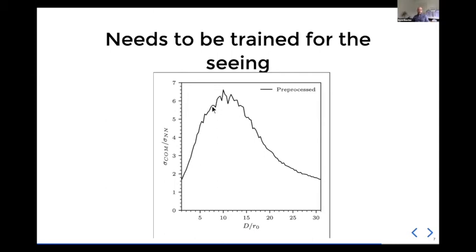But actually, over a relatively broad range of D over R naughts, we're getting factors of at least 5 improvement. And in fact, we never get a factor of less than 1 improvement over a very wide range of seeing. So I think this is showing it's a relatively robust algorithm. It works really well. Obviously, you'd actually want to train your neural networks on a range of seeing and apply the neural network approach approximating to the seeing that you're actually seeing in order to get the best results.